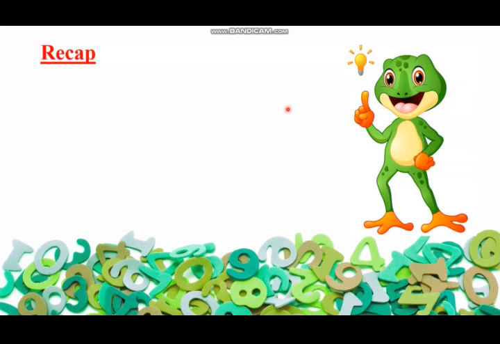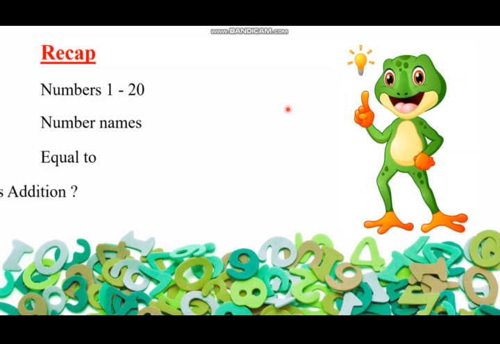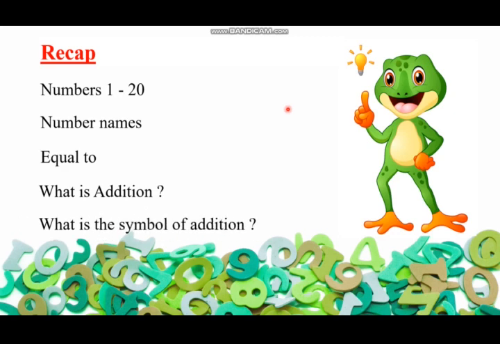So here is our lovely frog. Now we have completed numbers 1 to 20. You know the number names of 1 to 20. You know the equal to symbol and the meaning of equal to. And you also know what is addition, what is the symbol of addition, and how you can add two numbers.